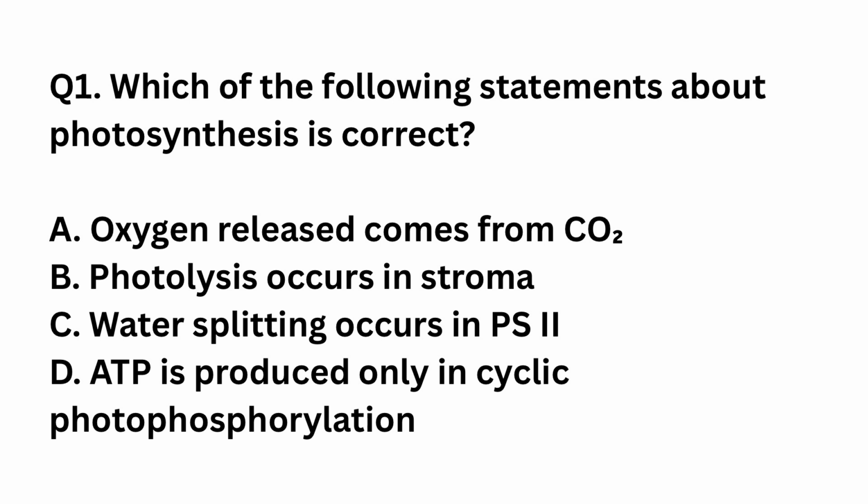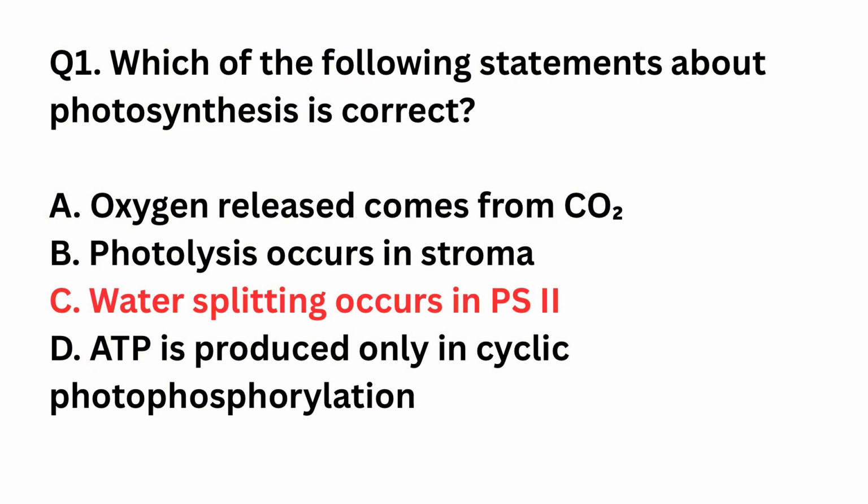Question number 1. Which of the following statements about photosynthesis is correct? Oxygen released comes from carbon dioxide. Photolysis occurs in stroma. Water splitting occurs in photosystem 2. ATP is produced only in cyclic photophosphorylation.